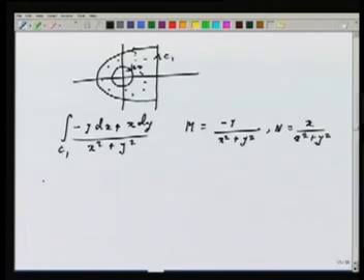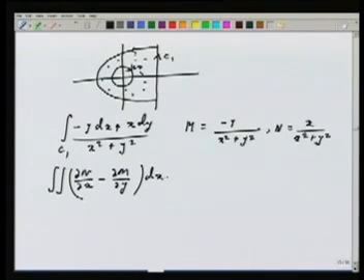So what do I get? I get the double integral of del N del x minus del M del y dx dy, that is the integral over C of M dx plus N dy. So C here is the union of two curves, C1 and C2. I am interested only in C1.